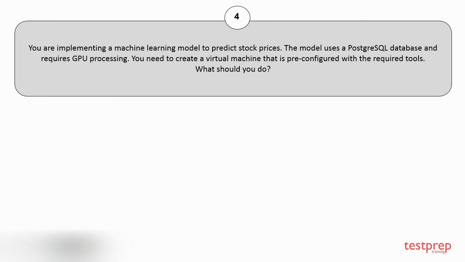Question number 4. You are implementing a machine learning model to predict stock prices. The model uses a PostgreSQL database and requires GPU processing. You need to create a virtual machine that is pre-configured with the required tools. What should you do?